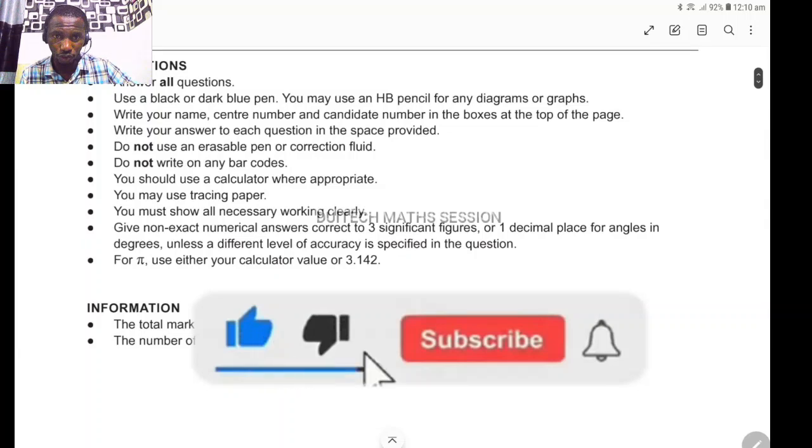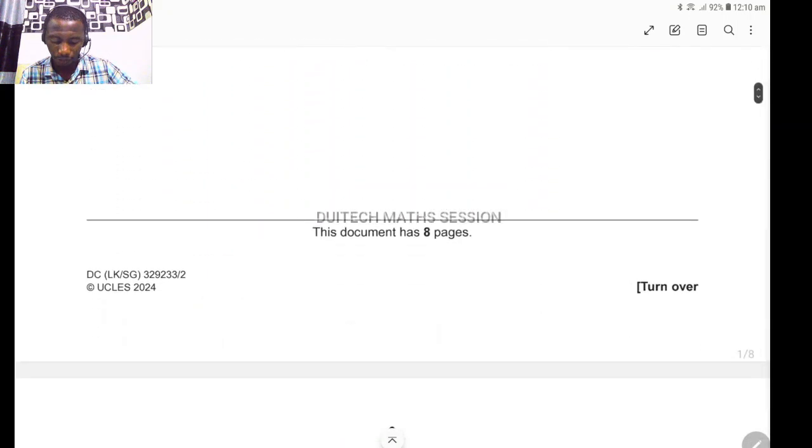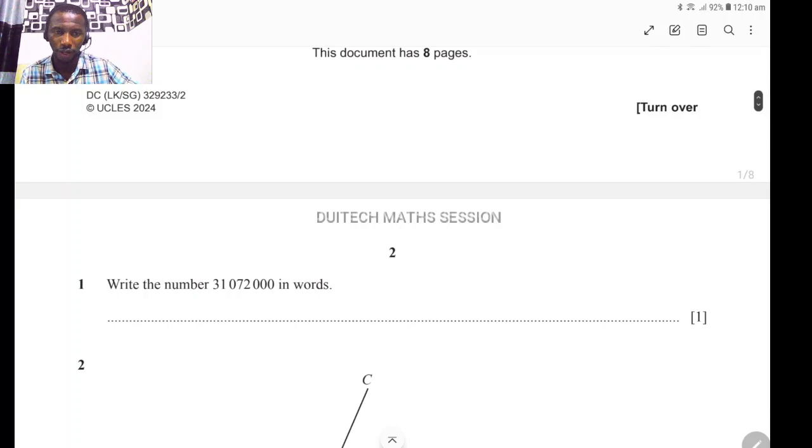Please don't forget to always go through the instructions and take note of all the commands you are asked to obey in the course of this study. So let's see number one.